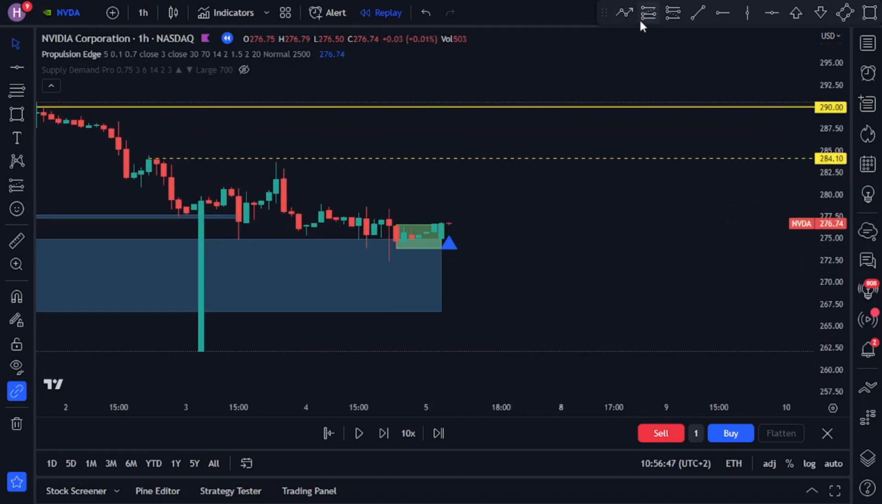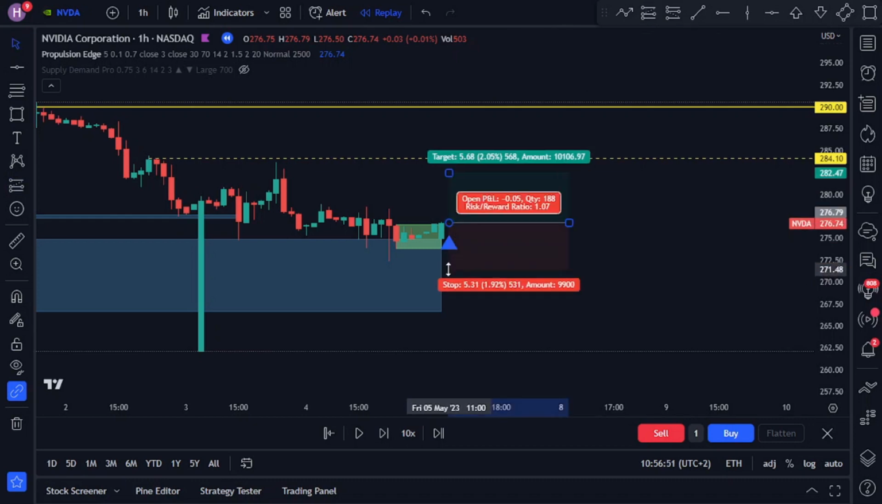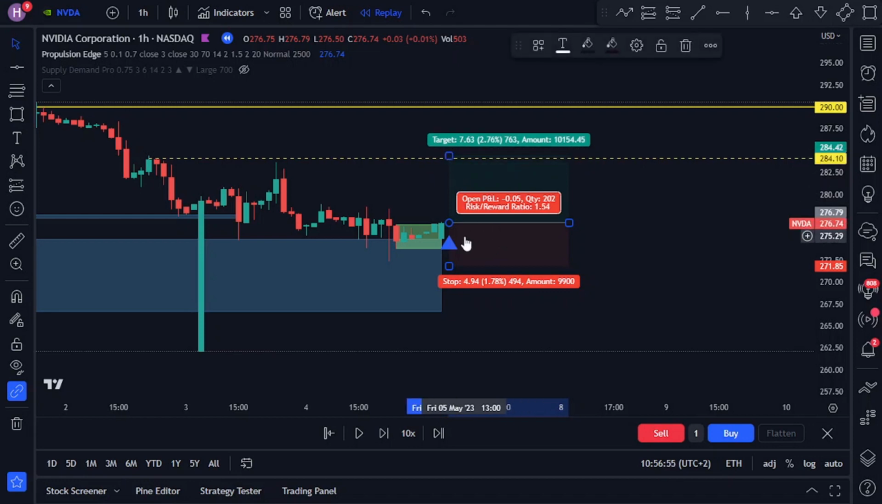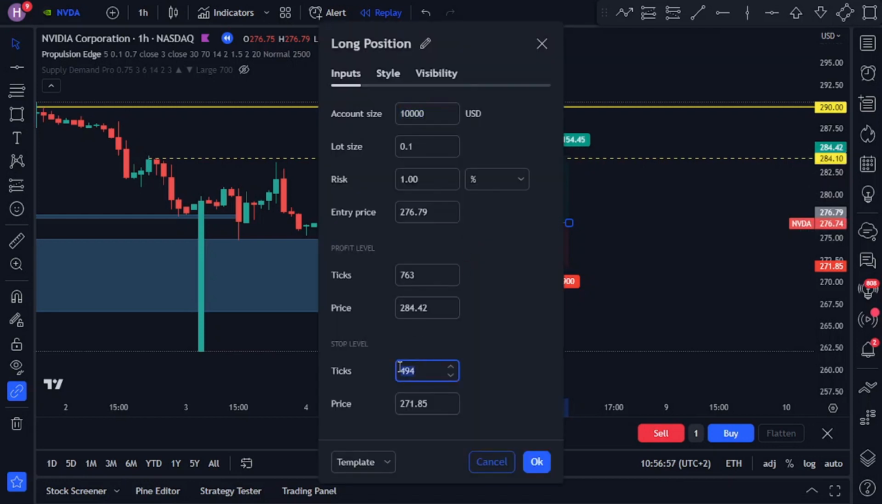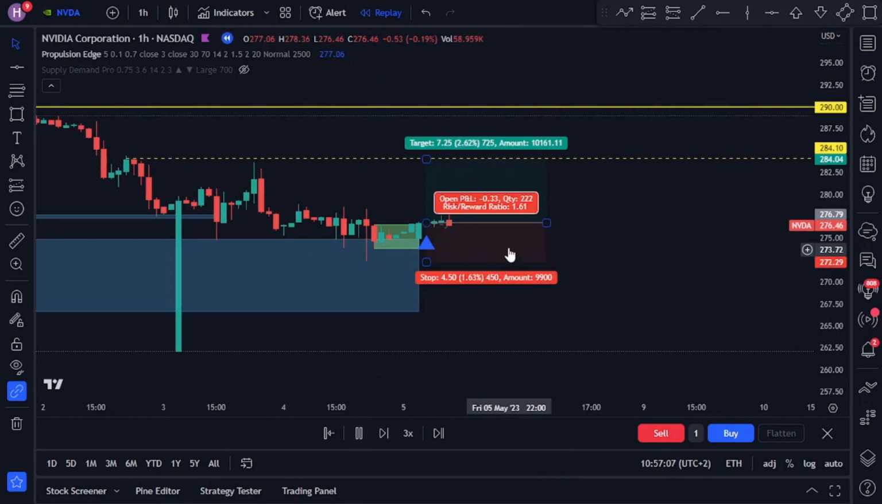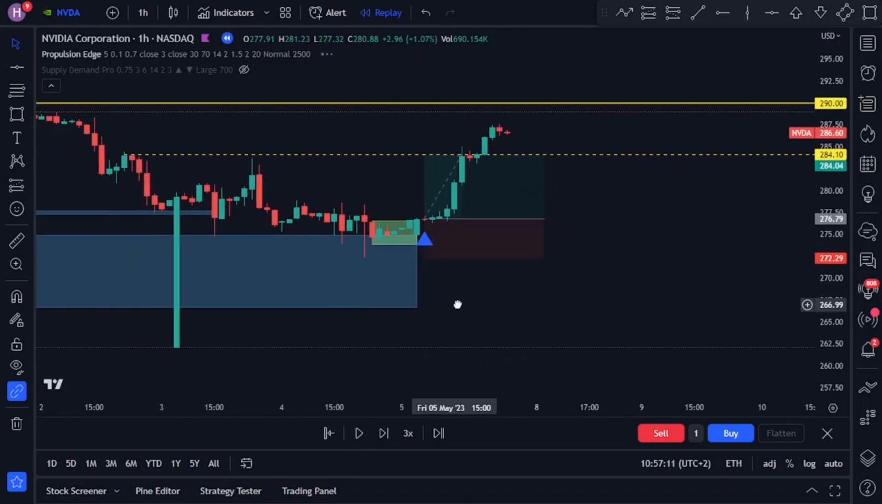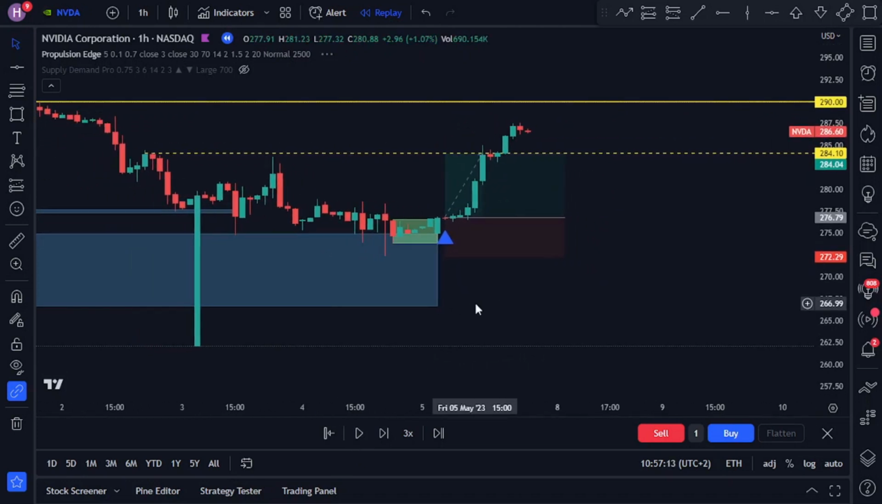I can enter my buy trade with the stop loss below the recent swing and aim for a minimum of 1.5 risk to reward. Alternatively, you can aim for the next level of market structure. For this trade, I will set my stop loss at 4.50 and my take profit at 7.25. By using this advanced smart money indicator, you are able to enter another profitable trade.